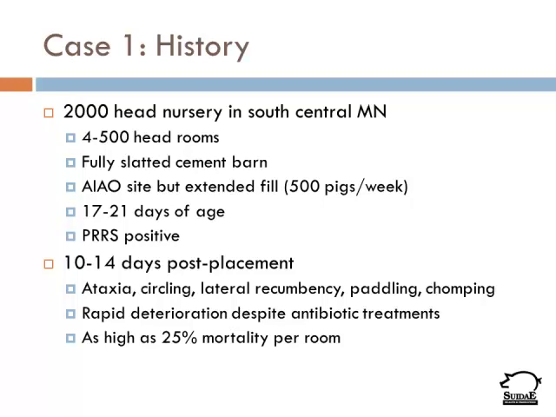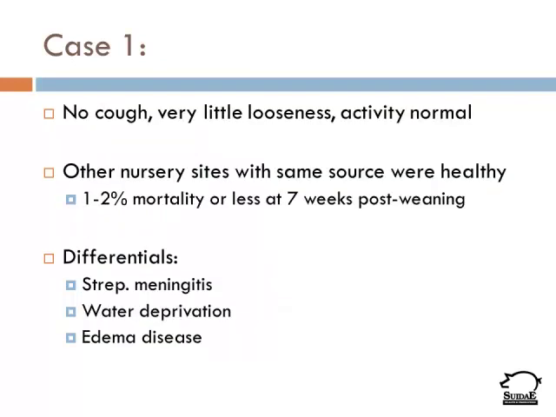I mean, right away I was thinking this could be a water deprivation case. It was pretty severe, and it was pretty rapid in nature, and they weren't seeing any response to treatments. It was just rapidly occurring. At one point, it got as high as 25% mortality per room. When I walked through, I saw very little or no cough, and very little looseness, and there was normal activity despite the pigs that were down on their sides paddling and the other ones that were kind of disoriented.